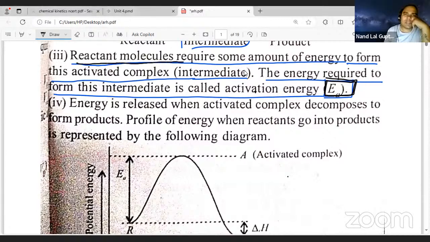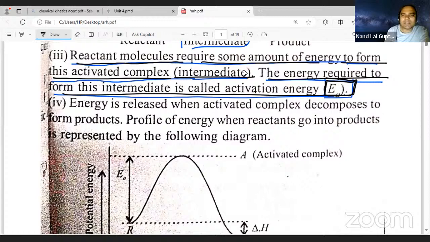Reactant molecules require some amount of energy to form this activated complex intermediate. The energy required to form the intermediate is called activation energy, represented by EA. Next one: energy is released when the activated complex decomposes to form the product.